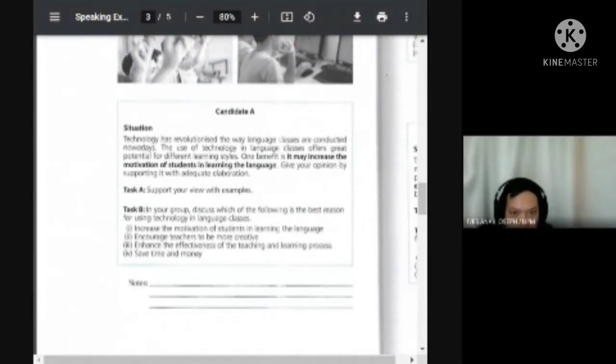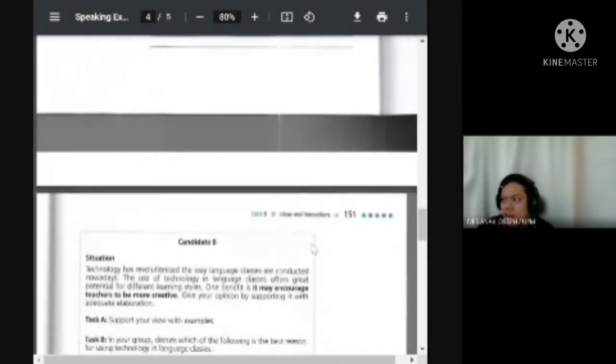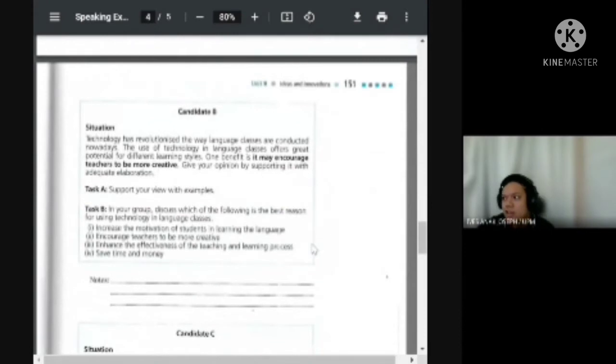For mine, the benefit of technology is that it encourages teachers to be more creative. Like the teachers, they can make beautiful or eye-catching slides when they are teaching the students, so that the students are less bored when the teacher is presenting in front of the classroom.